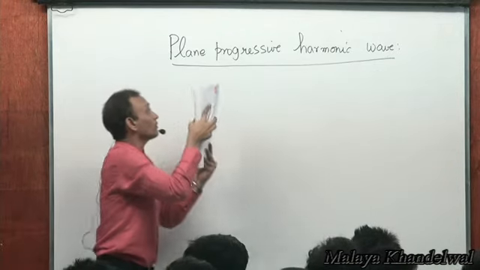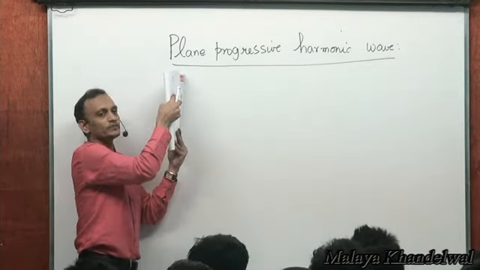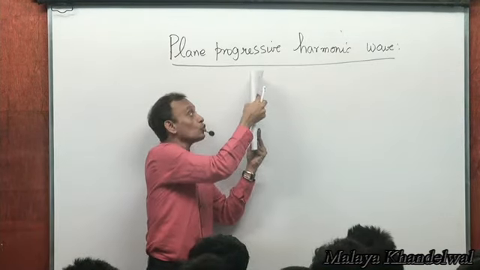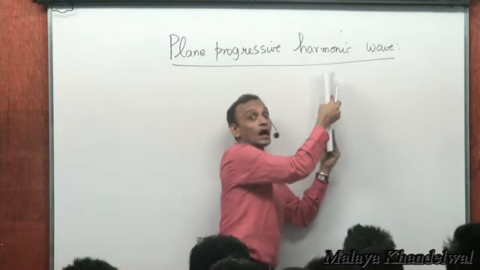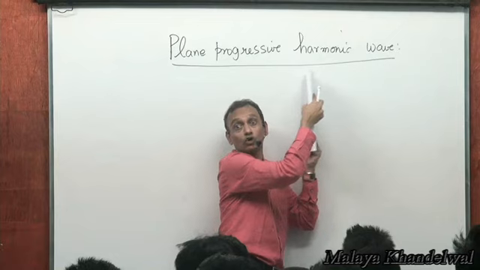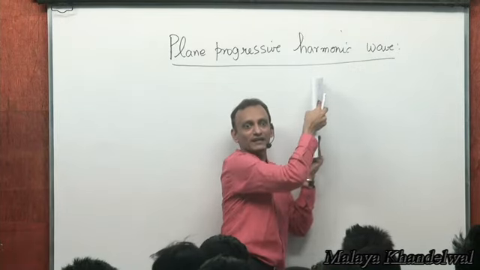And this disturbance is on this plane, after a while it moves to a parallel plane and so on and so forth, right? So these parallel planes are called wave fronts. These are parallel wave fronts.